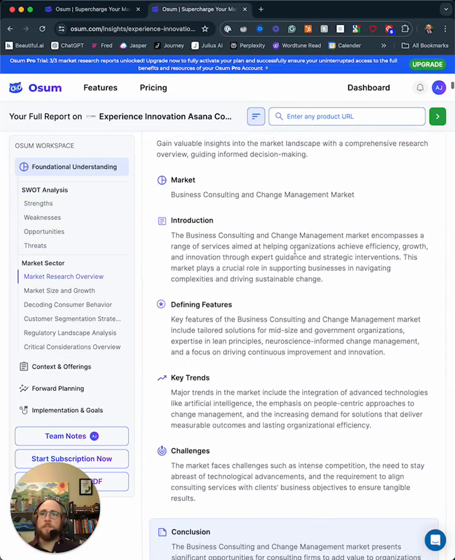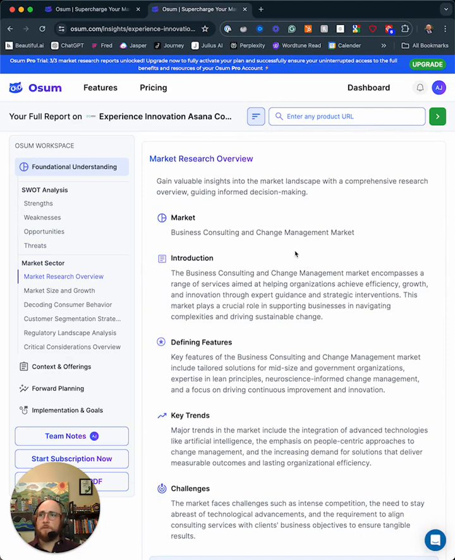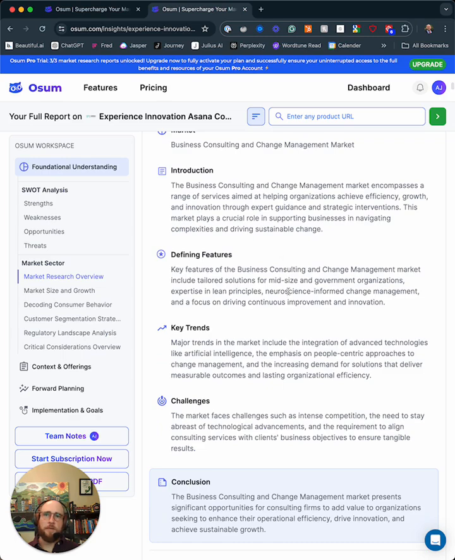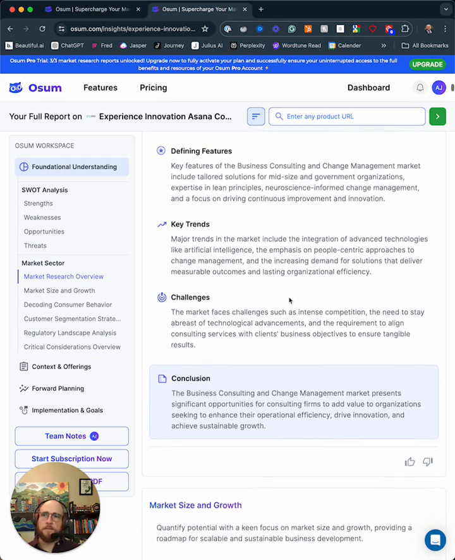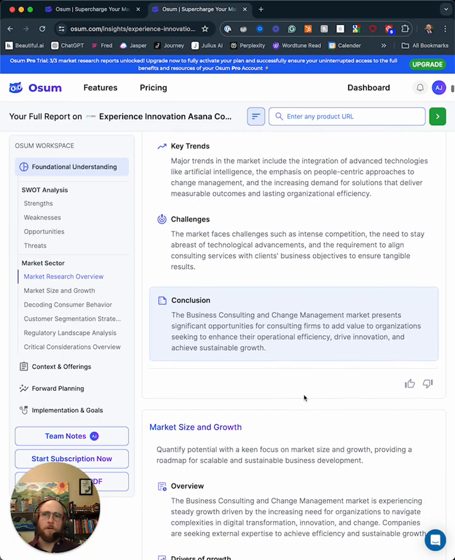Next piece was the market sector research. Taking a look at this, it gives me my market, my introduction, key features, key trends, challenges. Yeah, that's good. All fine and dandy. I'm okay with all of that. Does it really give me anything I didn't know? No. Is it anything I wouldn't be able to figure out from a website scan pretty quickly? No. Do I acknowledge fully that this isn't intended for me to assess my own website? 100%.